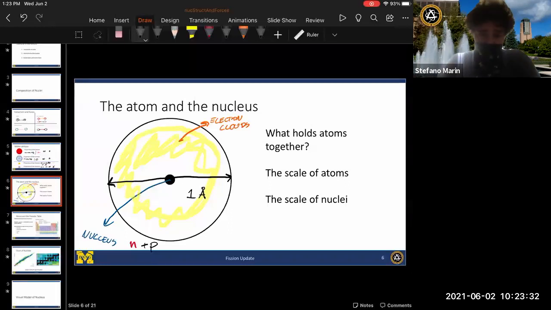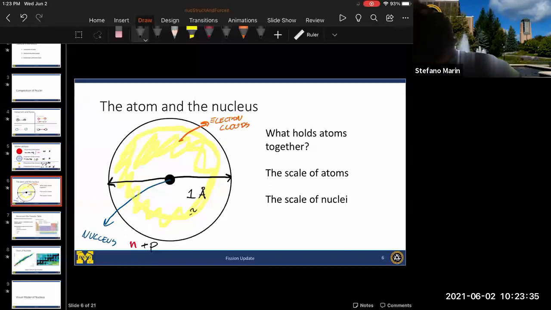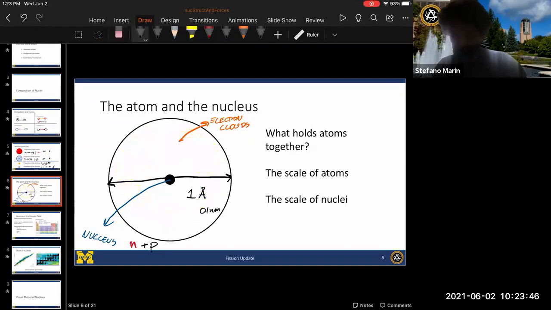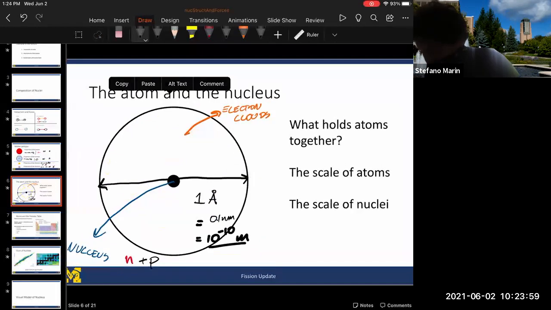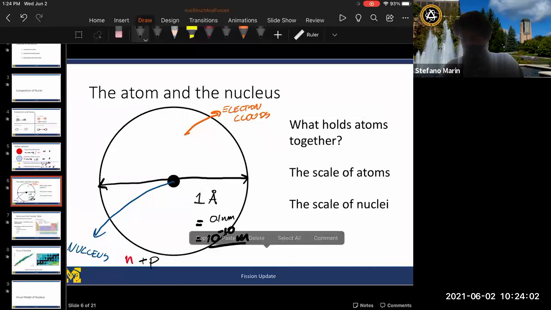1 angstrom in size. And 1 angstrom is exactly 0.1 nanometer, and the atom is approximately 0.1 nanometer, which is exactly 10 to the minus 10 meters. Now, this is a very small size. We are talking about smaller than anything you see in everyday life, smaller than hair, smaller than sand, much, much smaller than any of those things that you would see in ordinary life.